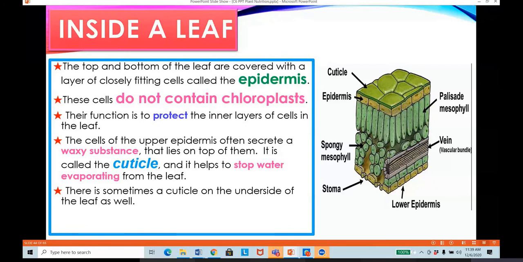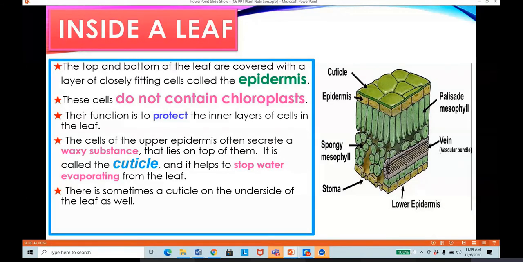It is made of a waxy substance, and it stops water from evaporating. Excellent. It stops water from evaporating because it is made up of a waxy substance. Excellent. Now, who's going to tell me about the epidermis, the upper and the lower epidermis? What is the function? They protect the inner layers of the cells. Excellent. And do they contain chloroplasts? No, they don't contain chloroplasts.